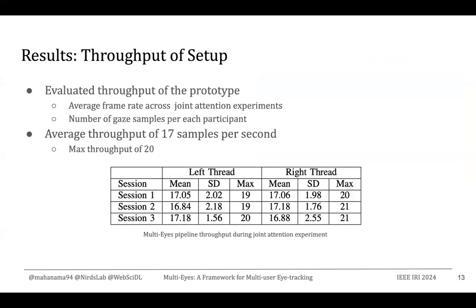In our final investigation, we evaluated the throughput of our overall setup during the joint attention experiment. We observed an average throughput of 17 gaze samples per second with a maximum of 20. Considering our setup has no hardware acceleration, this indicates a possible area of improvement.